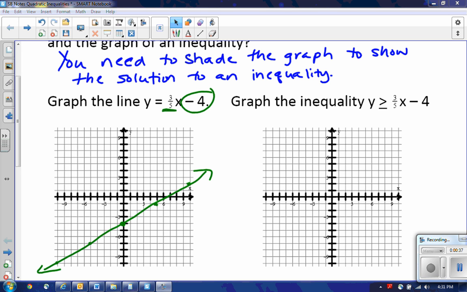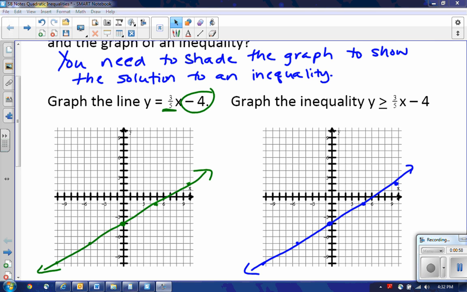The second example says to graph the inequality y is greater than or equal to 3/5 x minus 4. Notice that this is the same line. All we've changed is that we need an inequality. So let's start by getting the line in place. Because we have the or equal to with our inequality, we use a solid line.